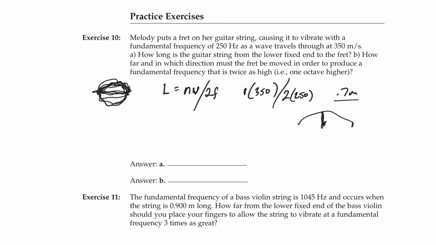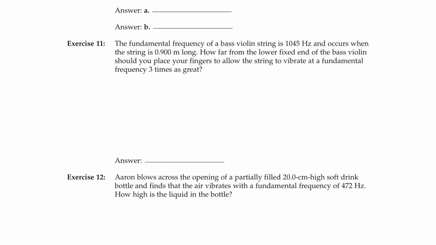All right, number 11. The fundamental frequency of a bass violin, so that's a double bass, is 1045 hertz, occurs when the string is 0.9 meters long. How far from the lower fixed end of the bass violin should you place your fingers to allow the string to vibrate at a fundamental 3 times as great?